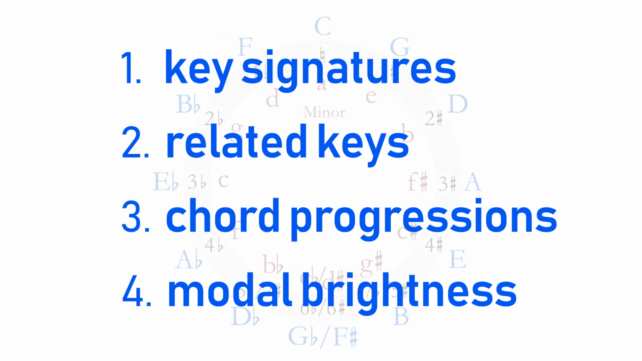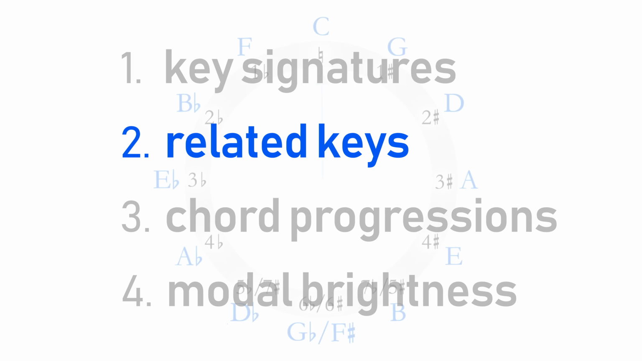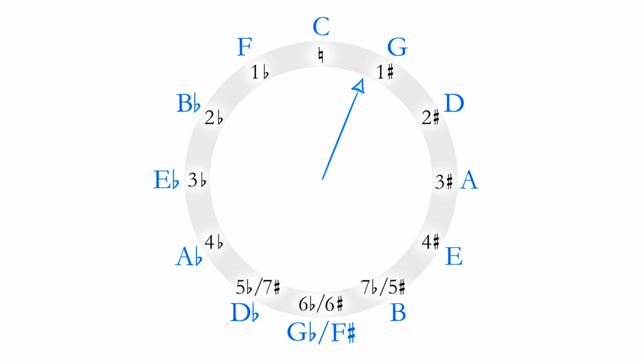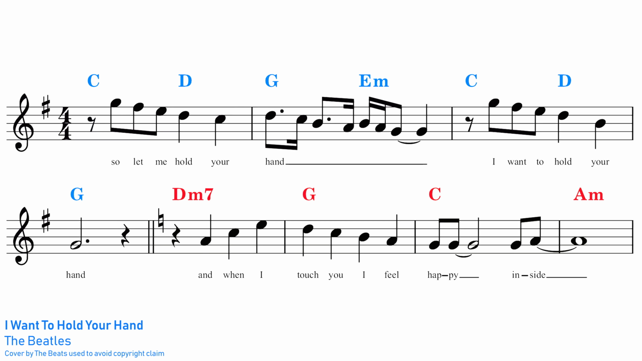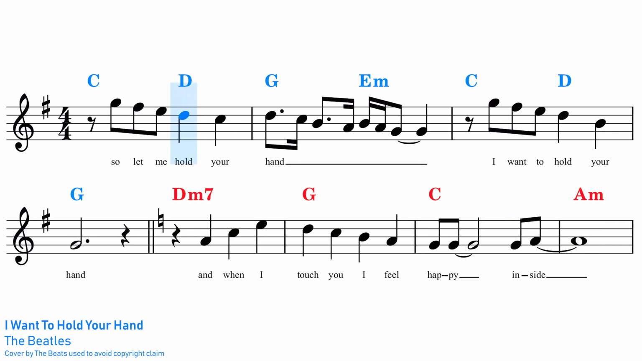Another way we could use the circle of fifths is to understand and visualize how closely related 2 different keys are. Modulating to a closely related key will result in a very smooth key change, one so smooth that it will often sound like we've not actually changed key at all. For example, in I Want to Hold Your Hand by the Beatles, the song modulates from the key of G major to the key of C major.